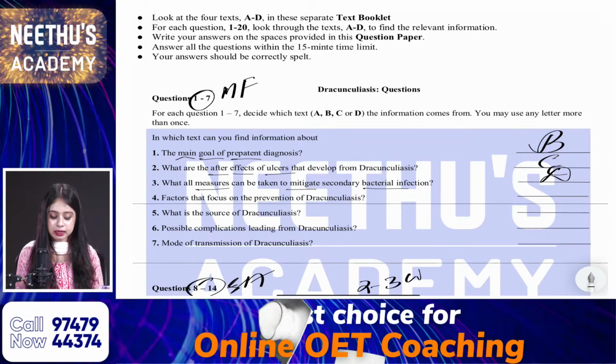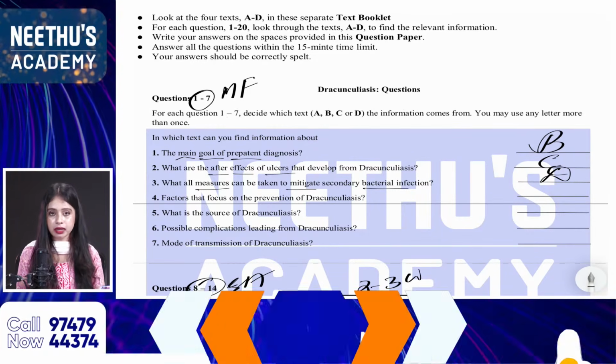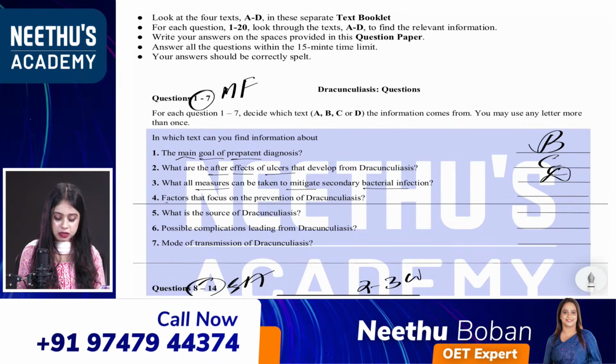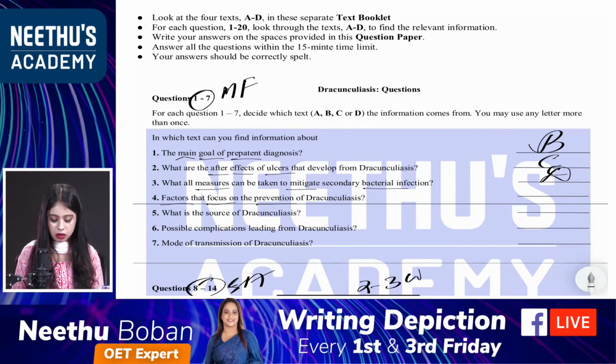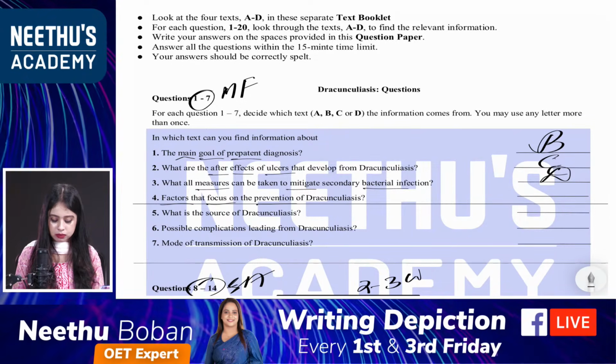Fourth one: factors that focus on the prevention of dracunculitis. So my keywords: factors, focus, prevention. So what about the prevention?